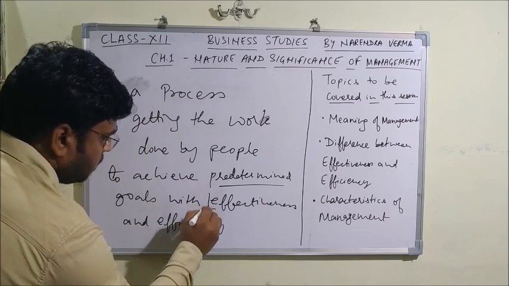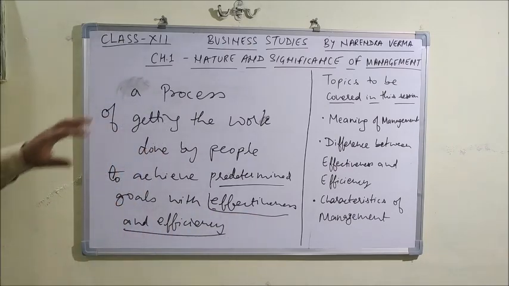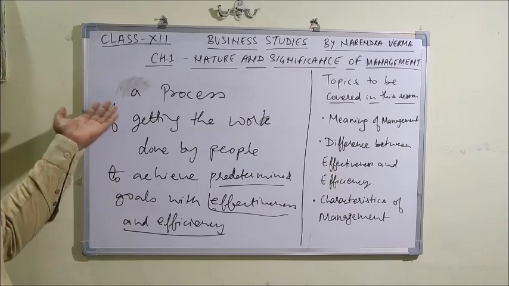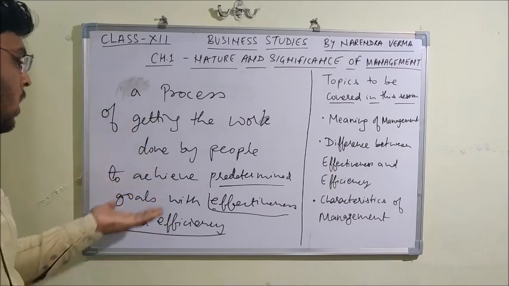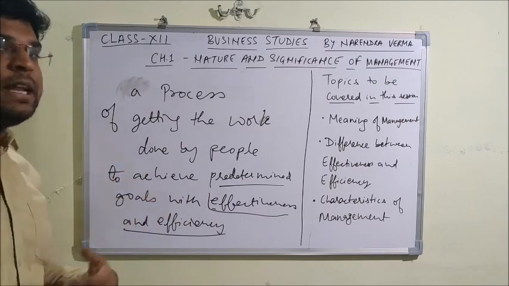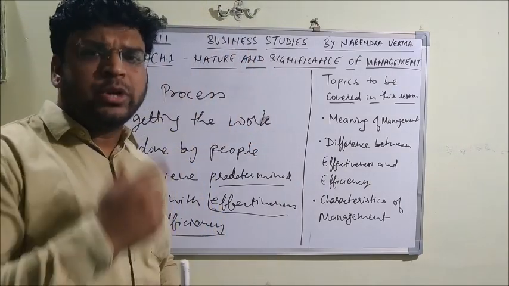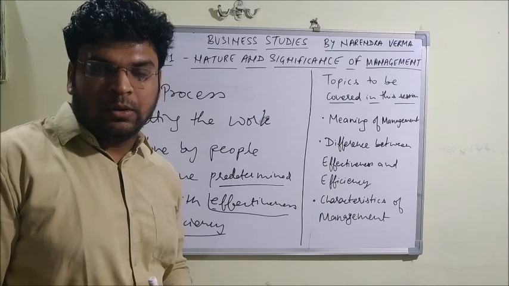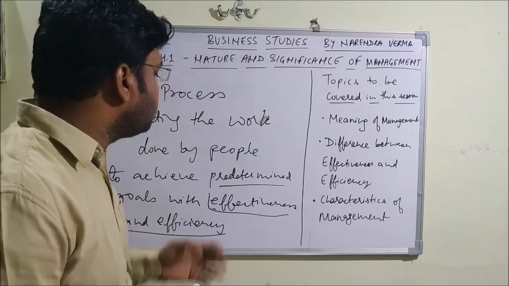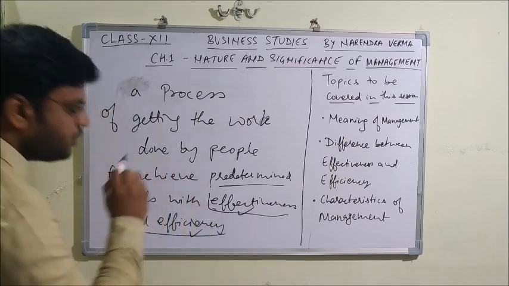Now, these two terms I have added new here, right? This is a very common definition. You can easily understand the meaning of these words, that management is a process of getting the work done by people to achieve predetermined goals. But the important thing comes here, with effectiveness and efficiency. Because when it comes to achieve the goal or complete a work, then anybody can do it. In any way it can be done, right? So we need to understand, when we are going to achieve the success, when we are going to achieve the goals, then we have to focus on two things. One is effectiveness and another is efficiency.